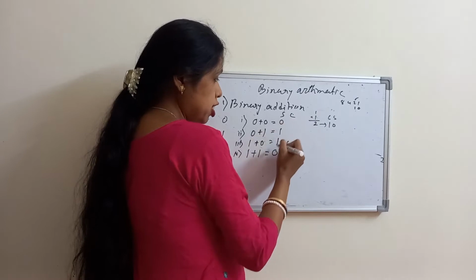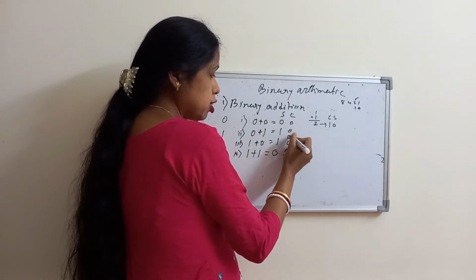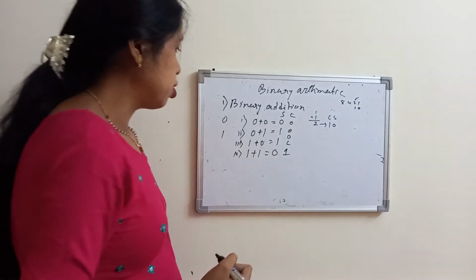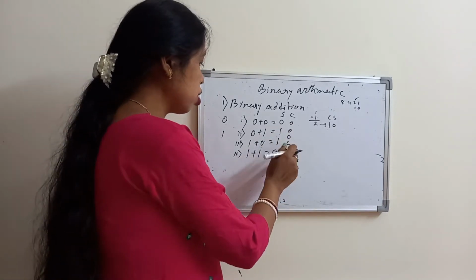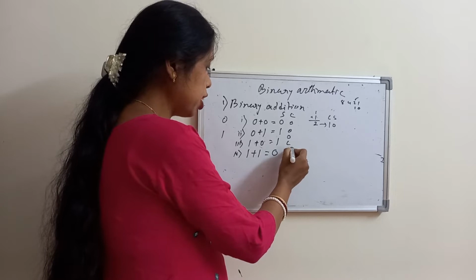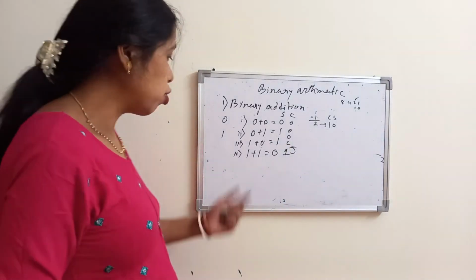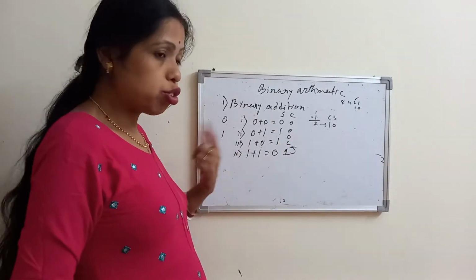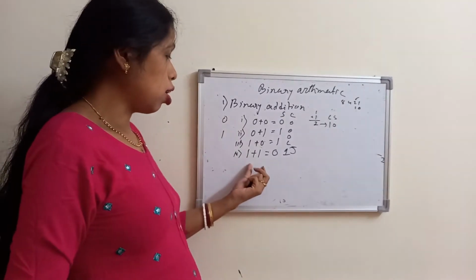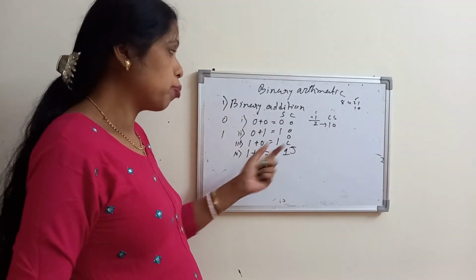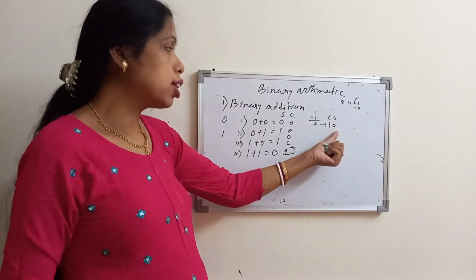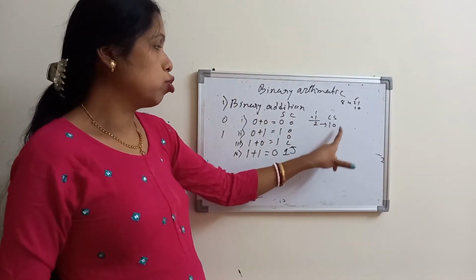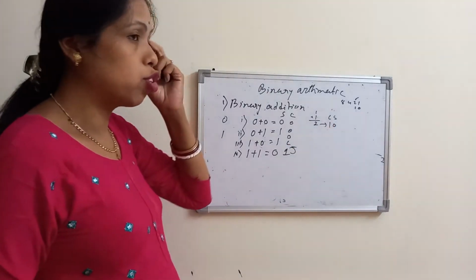For these three cases your carry is 0, and for this case the carry is 1. To remember this: in decimal, 1 plus 1 means 2. If you convert 2 to binary, that is 1 0. So this 0 will be your sum and the 1 will be your carry.